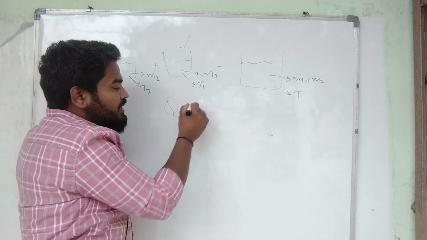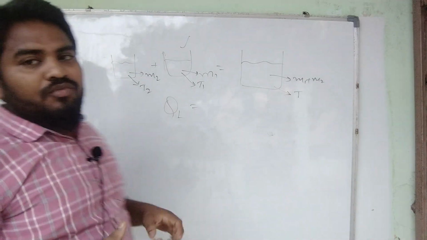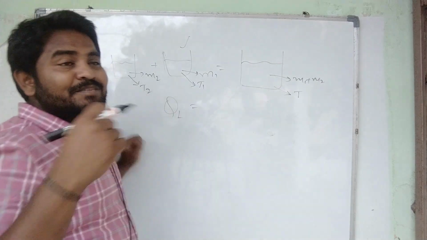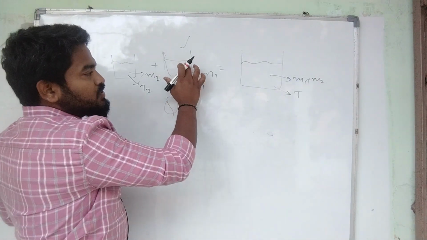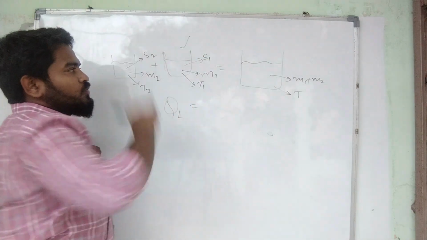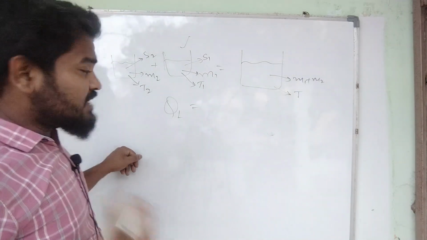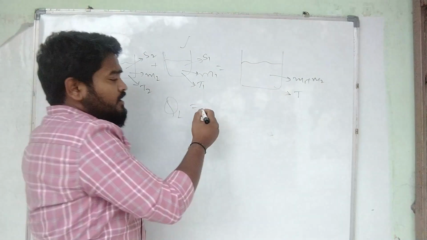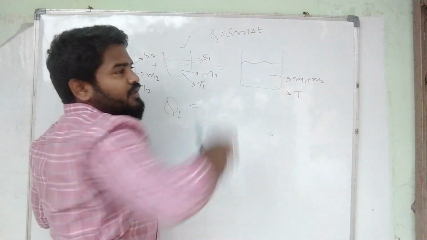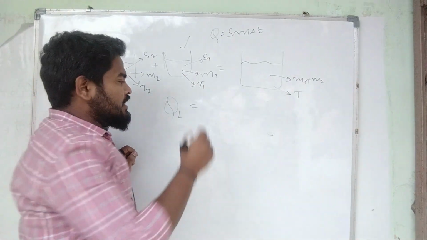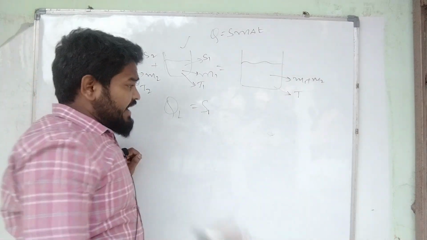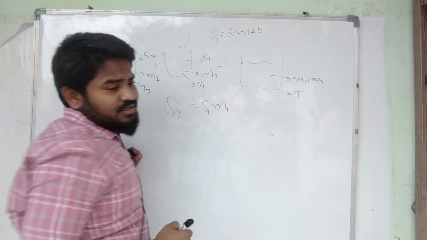So loss of heat energy will be equal to, as we know, the formula Q equals S m delta T, right? Here S means the specific heat of the substance. The specific heat of the first substance is S1 and the specific heat of the second substance is S2, right? So Q equals S m delta T. Here, specific heat of the first substance and mass of the first substance.